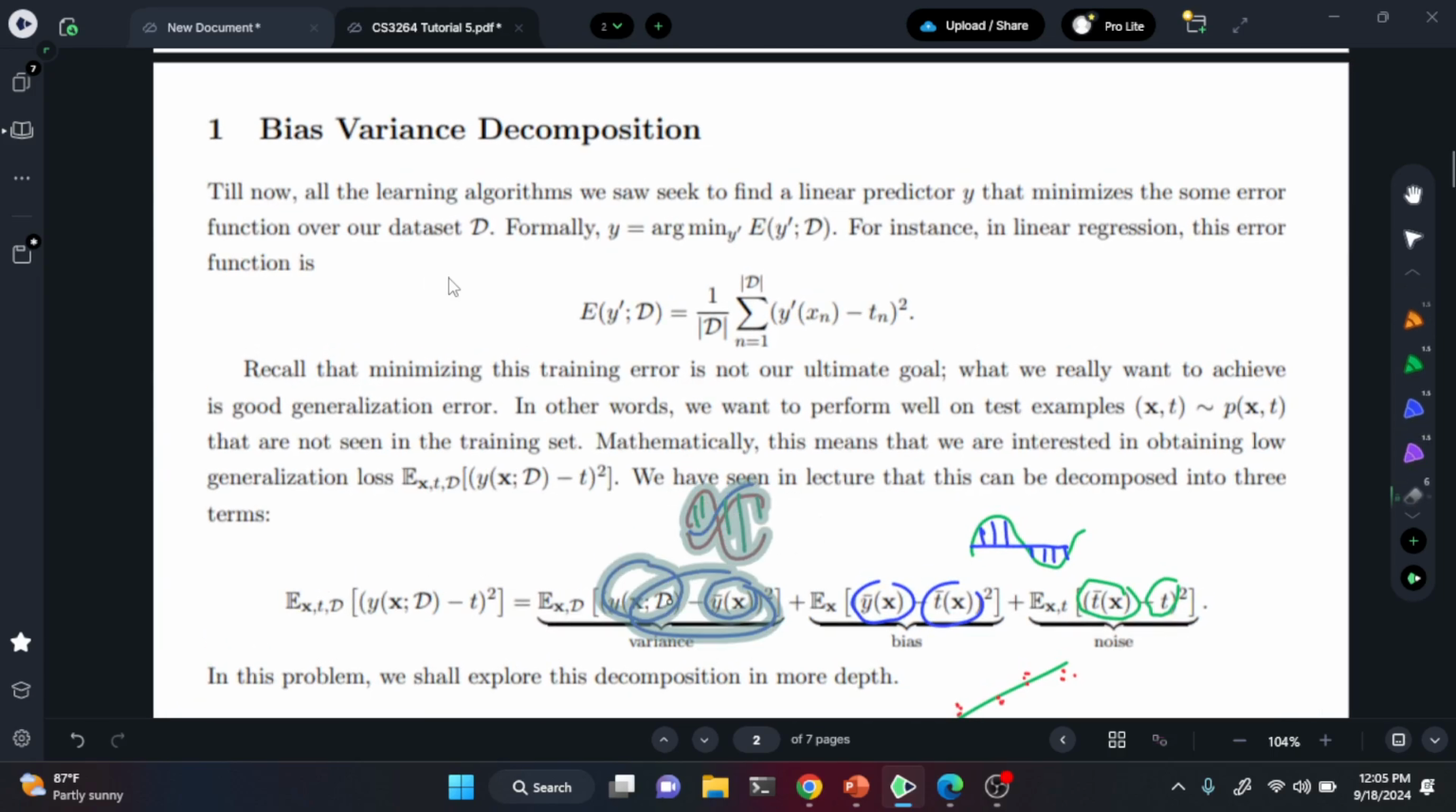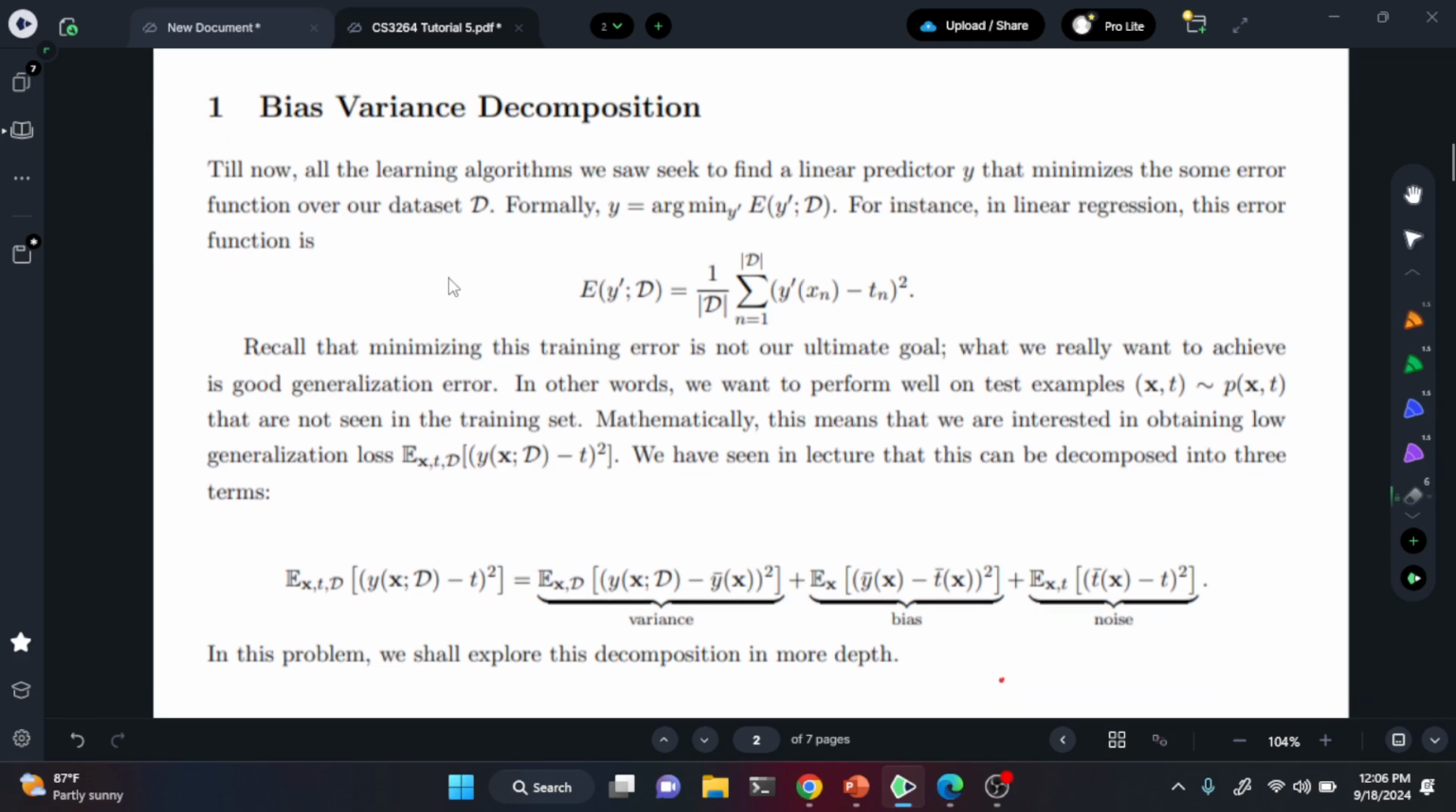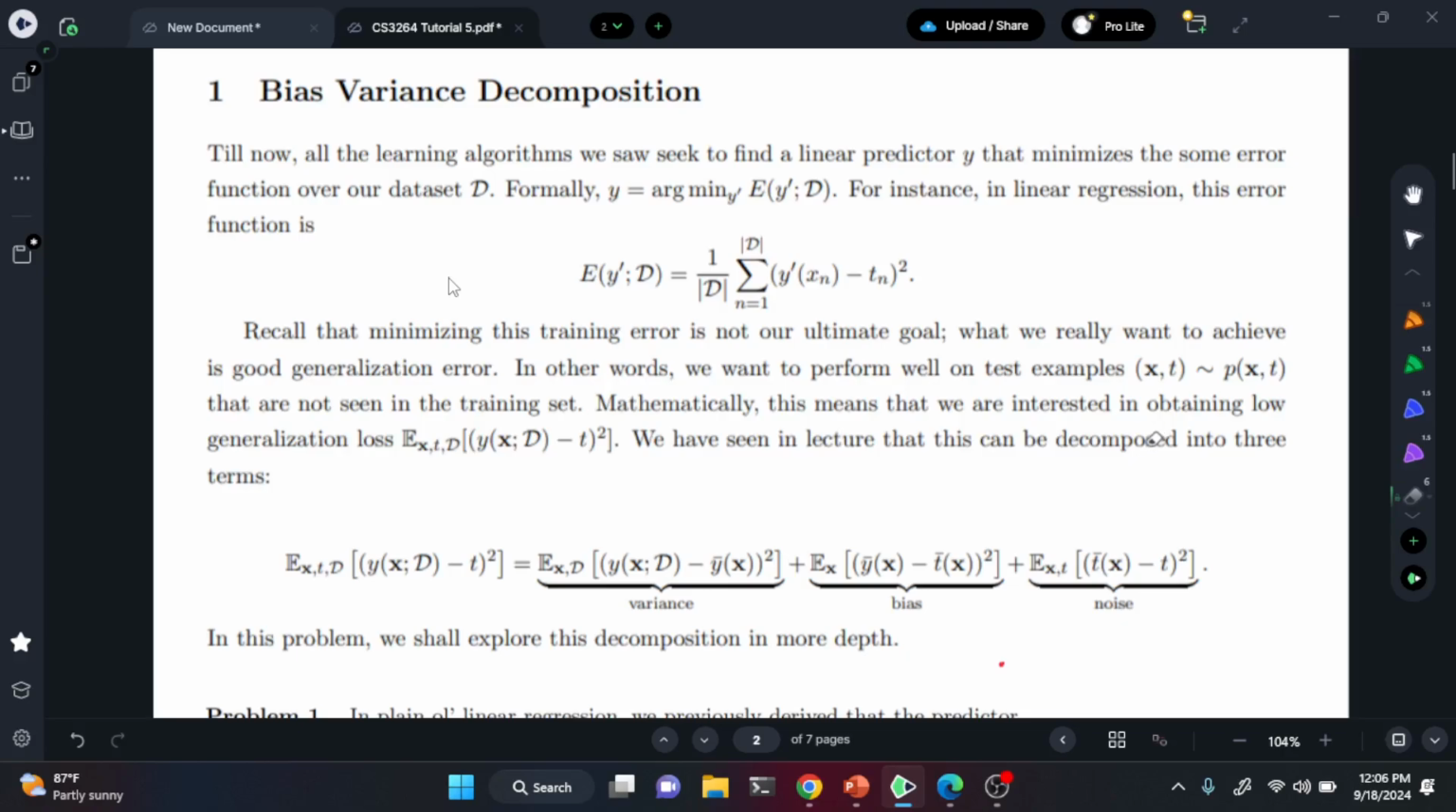In this tutorial, we are going to explore the bias variance decomposition, specifically on this equation. I understand that this tutorial might be a bit deeper on the math side. So if you are confused at any point, just raise your hand. Feel free. I'll try to go through this step by step also. So in this bias variance decomposition, our goal is not just to minimize the training error depending on the data set, but to obtain a good generalization error that works on any samples that we have. So we want to obtain a low generalization loss.